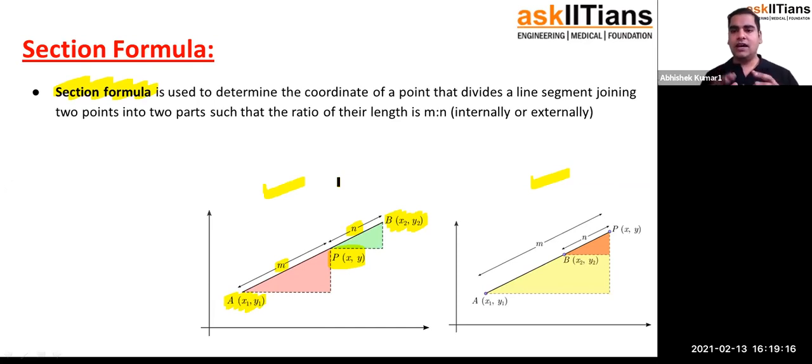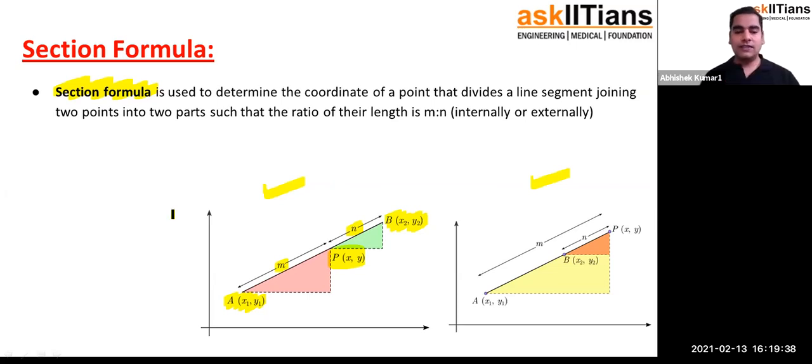So what are we given? Let's say you are given the coordinates of A, you are given the coordinates of B, and you are given the ratio in which this line AB is being divided by point P, whose coordinates we are not yet aware of. Then how can you find the coordinates of this point P under consideration? That's what we are going to discuss. And this will be a case of internal division.